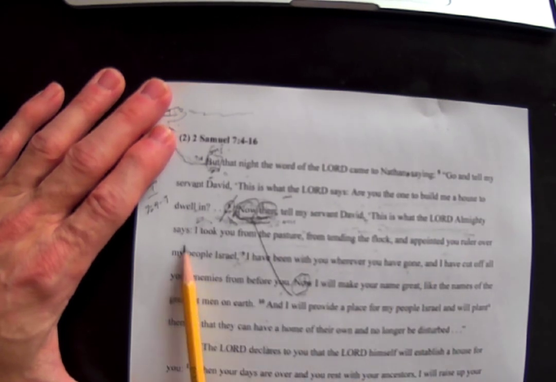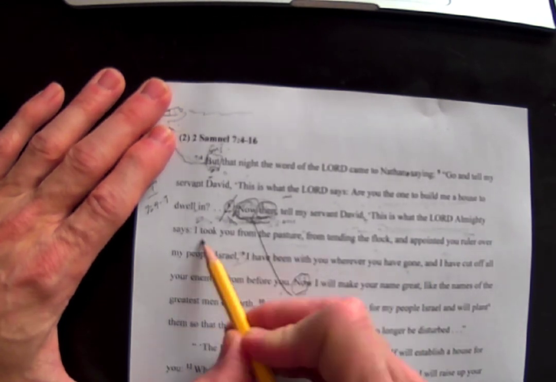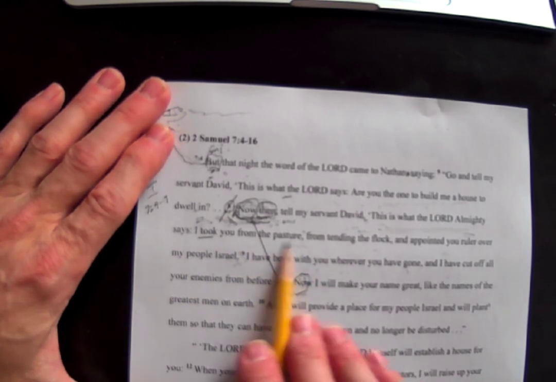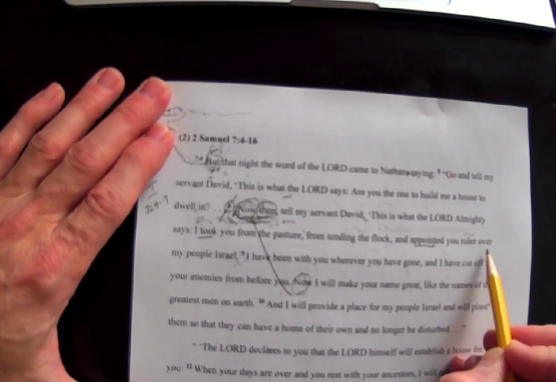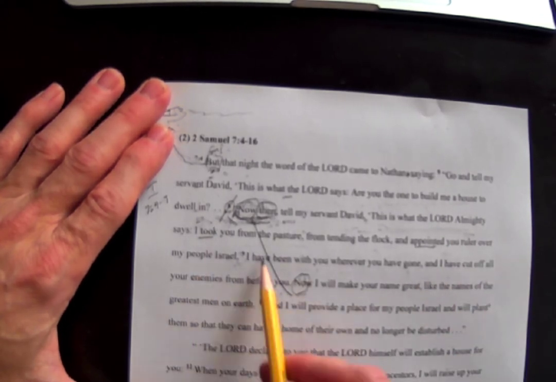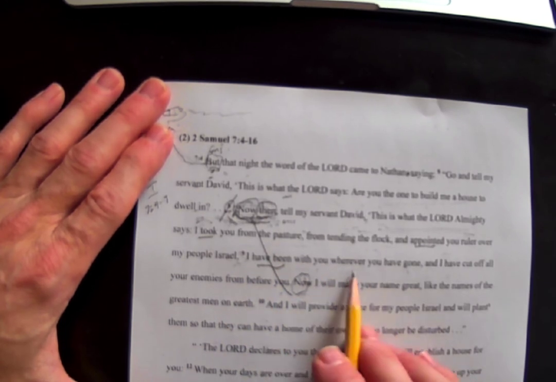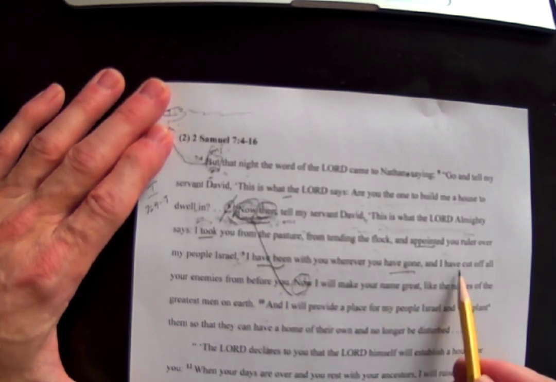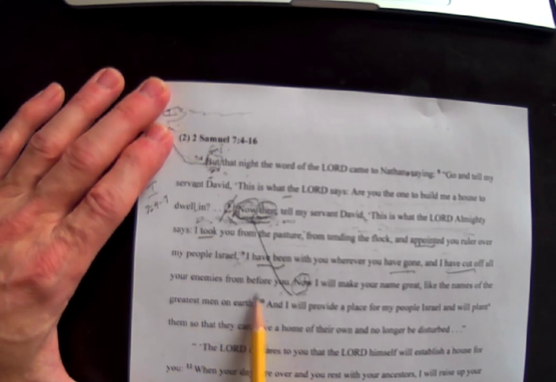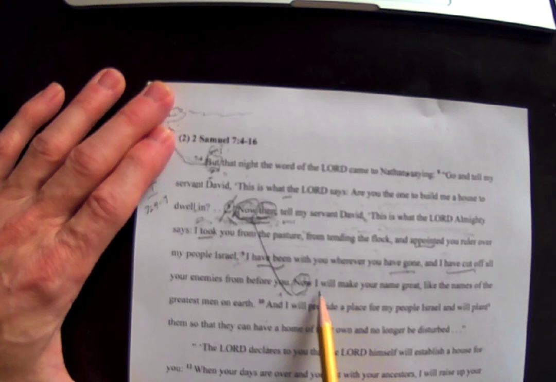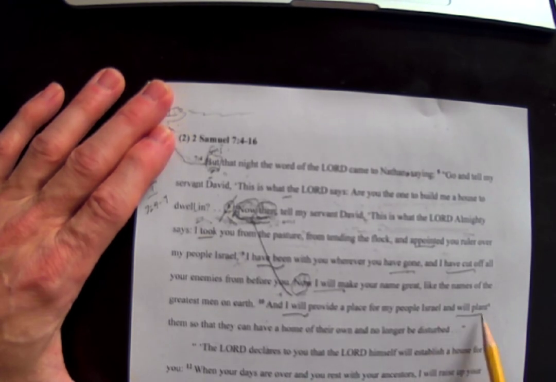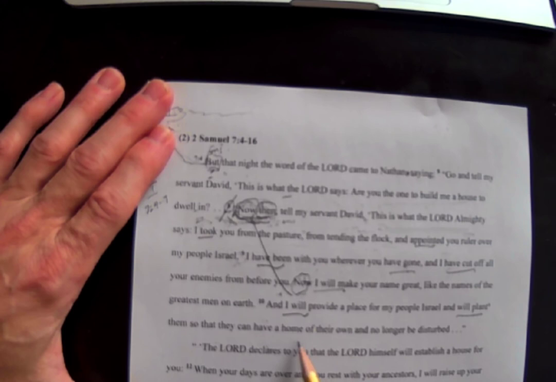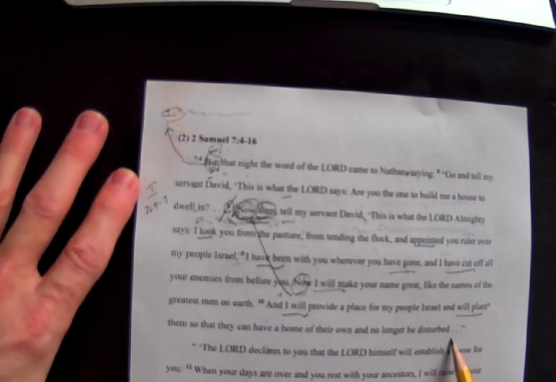This is what the Lord Almighty says. I took you from the pasture, from tending the flock, and appointed you ruler over my people. I have been with you wherever you have gone, and I have cut off all your enemies from before you. Now I will make your name great, like the names of the greatest men, and I will provide a place for my people, and will plant them so that they can have a home of their own and no longer be disturbed.